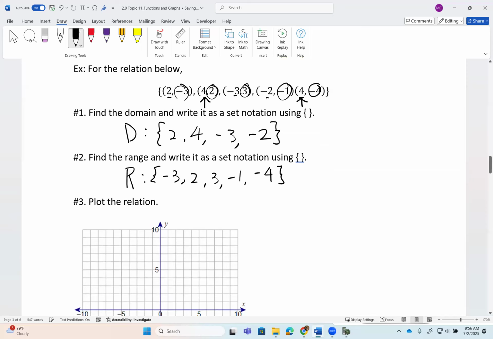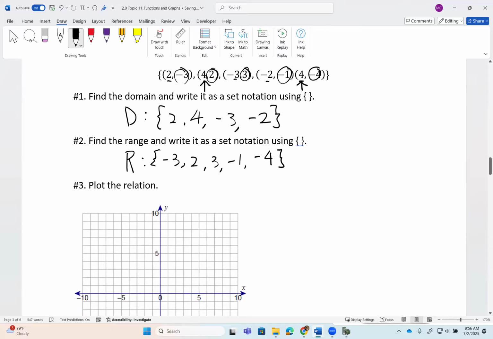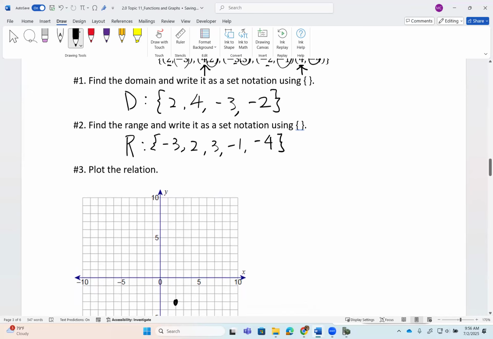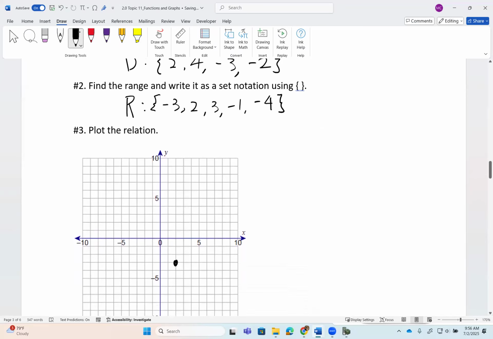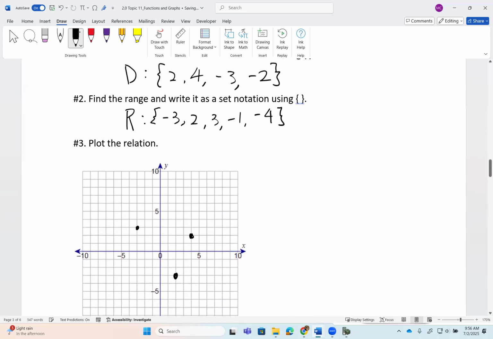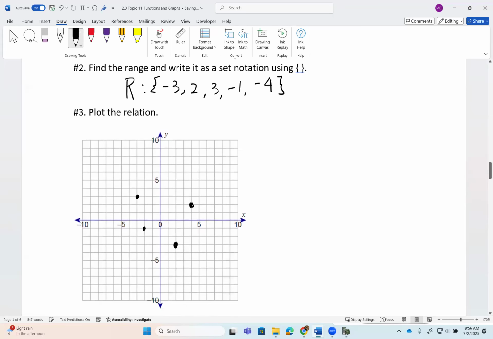Okay, so let's plot this. 2 comma -3: to the right 2, down 3, right here. 4, 2: to the right 4, up 2. -3, 3: left 3, up 3. -2, -1: left 2, down 1. And 4, -4: to the right 4, down 4.